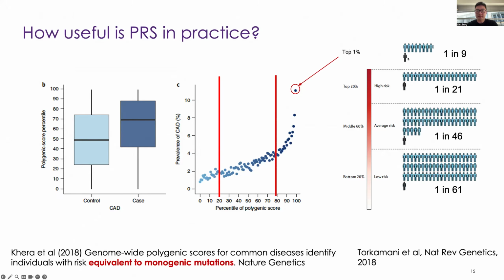This is equivalent to the risk of carrying single rare genetic variants that can inform changes in the clinical management of cardiovascular disease. This does not mean PRS are diagnostic, but they can identify high-risk subgroups where targeted prevention may be worthwhile.